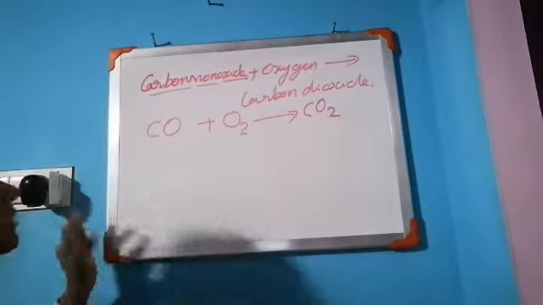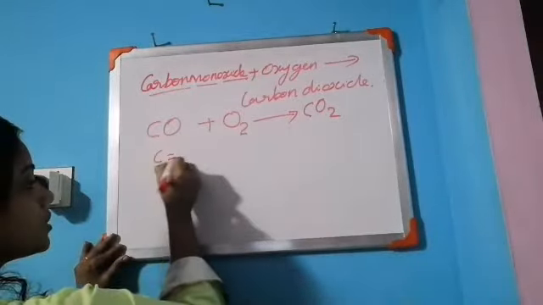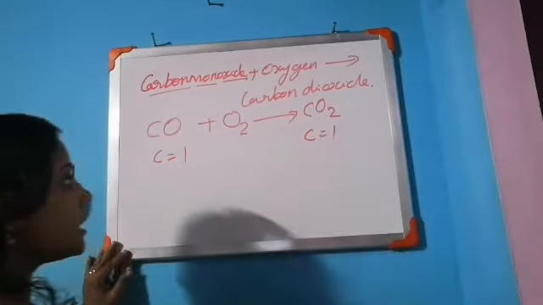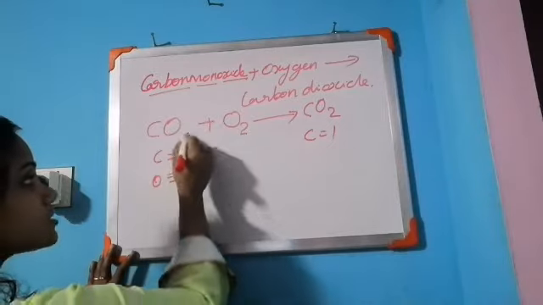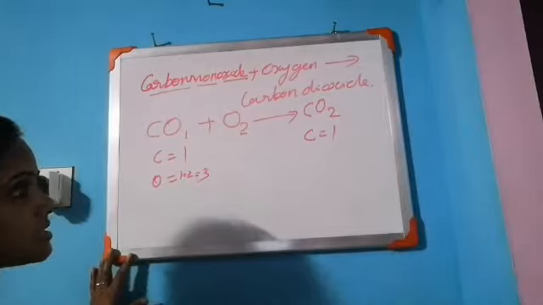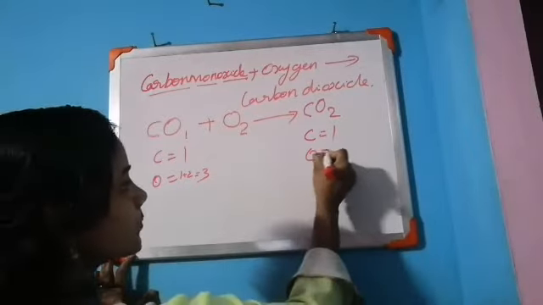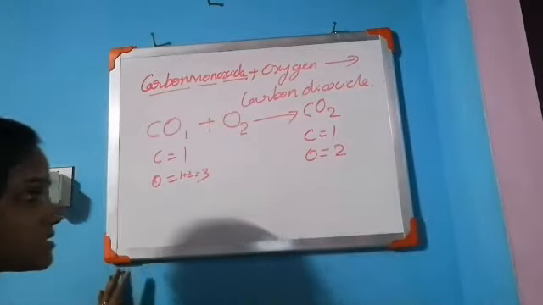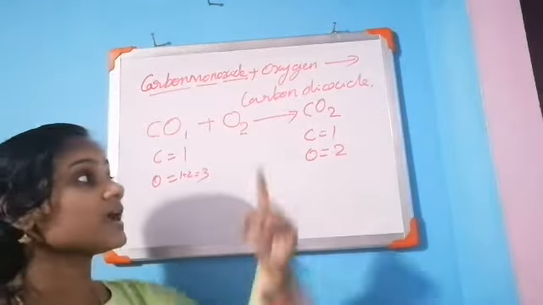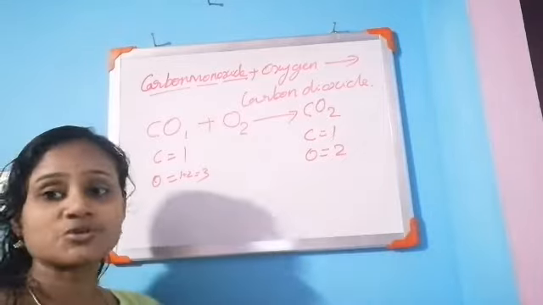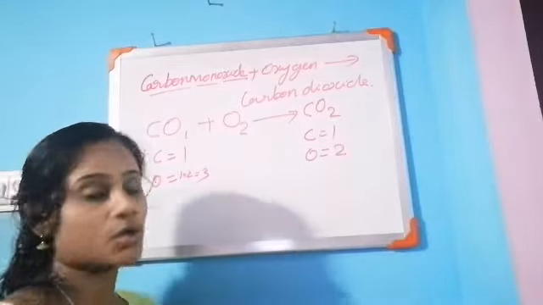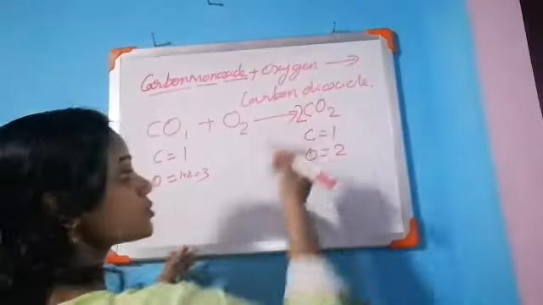How many carbon in the left side? 1. In the product side, 1. How many oxygen in the reactant side? 1 plus 2, so 3 oxygen. How many oxygen in the product side? 2 oxygen. Which side has fewer oxygen? The product side. So we should multiply by 2 on the left side of carbon dioxide.